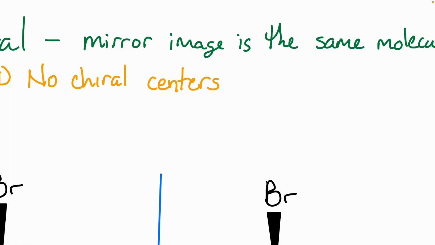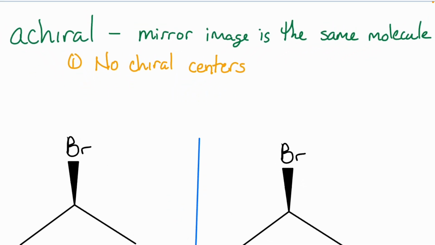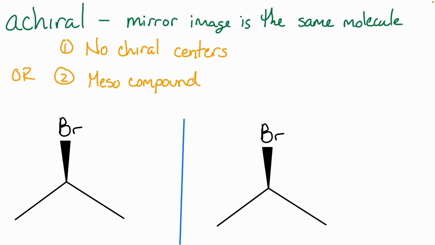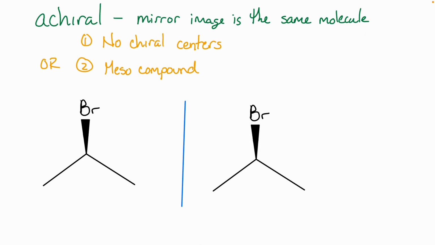Okay, so achiral means that its mirror image is the same molecule. This is going to be true if there are no chiral centers, or if we have a meso compound. Got a lot of vocab being thrown around here.